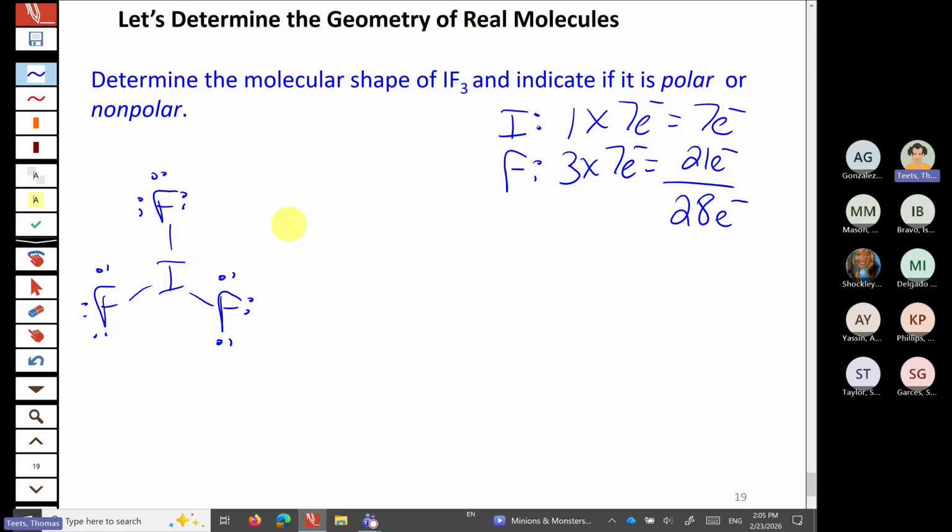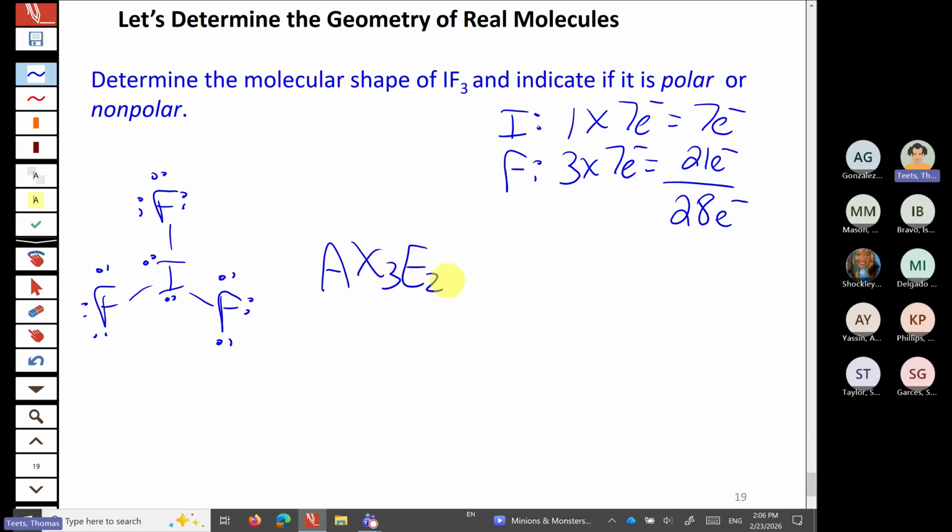So 8 times 3 is 24, but our total structure has 28 valence electrons. So that means there's 4 left. So those are going to go on as lone pairs, 2 total on iodine. Okay. So that gives us then an AXE notation that's AX3E2.